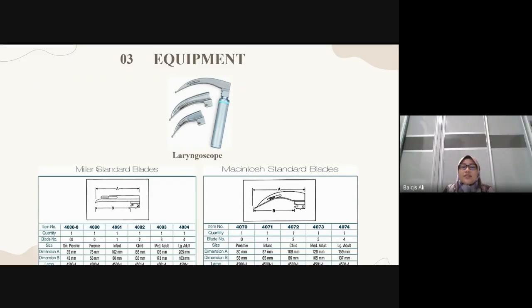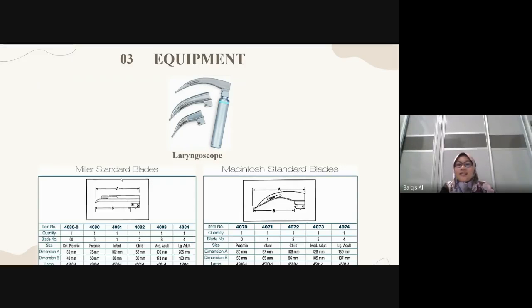Usually in infants and neonates, we use the Miller straight blades due to the flexibility of the infant's epiglottis and also the longer size of the epiglottis itself.